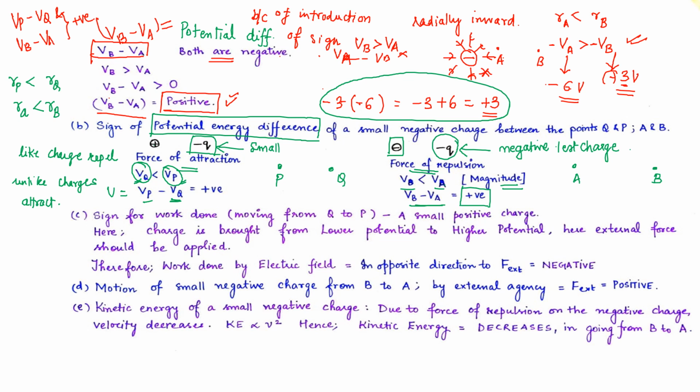Now the third one, sign for work done. The condition over here for commencing the work is that our charge is a positive charge. We have taken a positive charge. That charge is moving from point Q to point P, and it is going near to this positive charge again. So here the charge is brought from the lower potential to the higher potential.